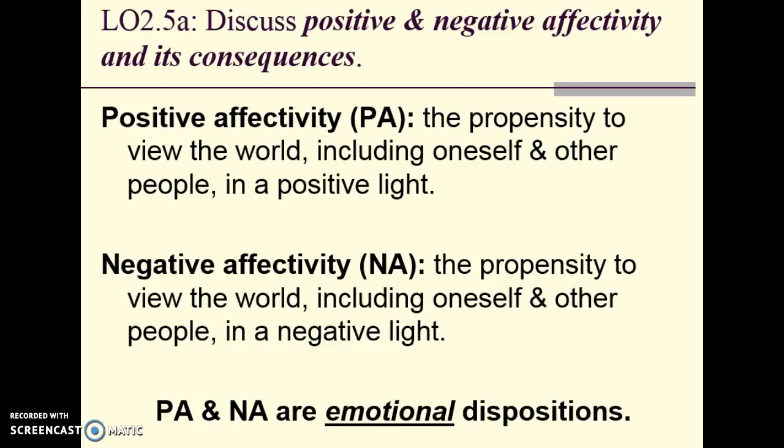Positive affectivity, PA, is the propensity to view the world, including oneself and other people, in a positive light. Negative affectivity, NA, is the propensity to view the world, including oneself and other people, in a negative light. PA and NA are emotional dispositions.